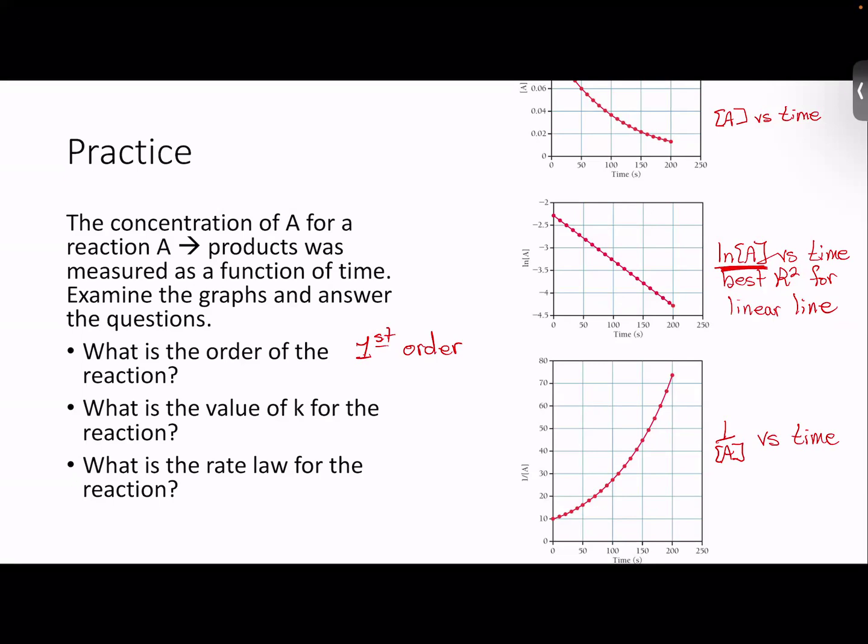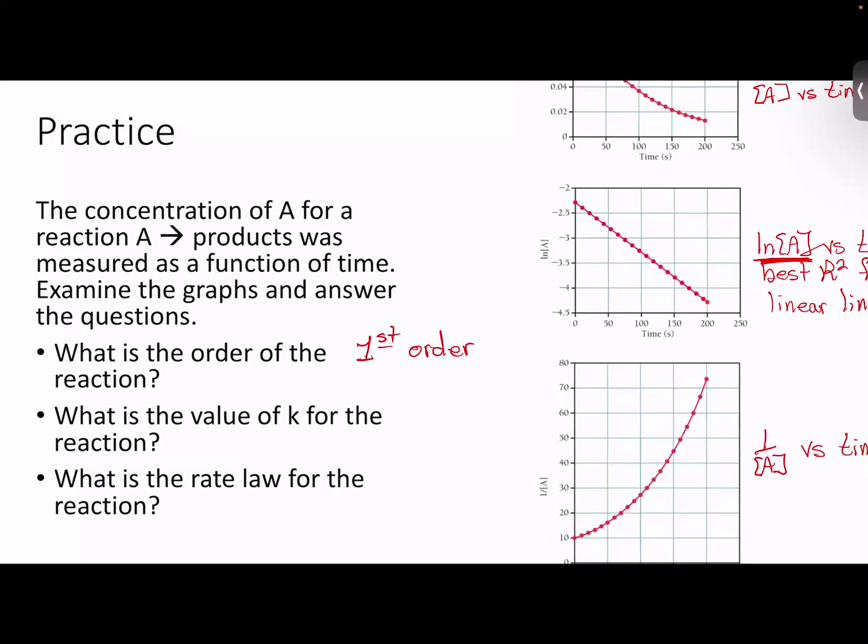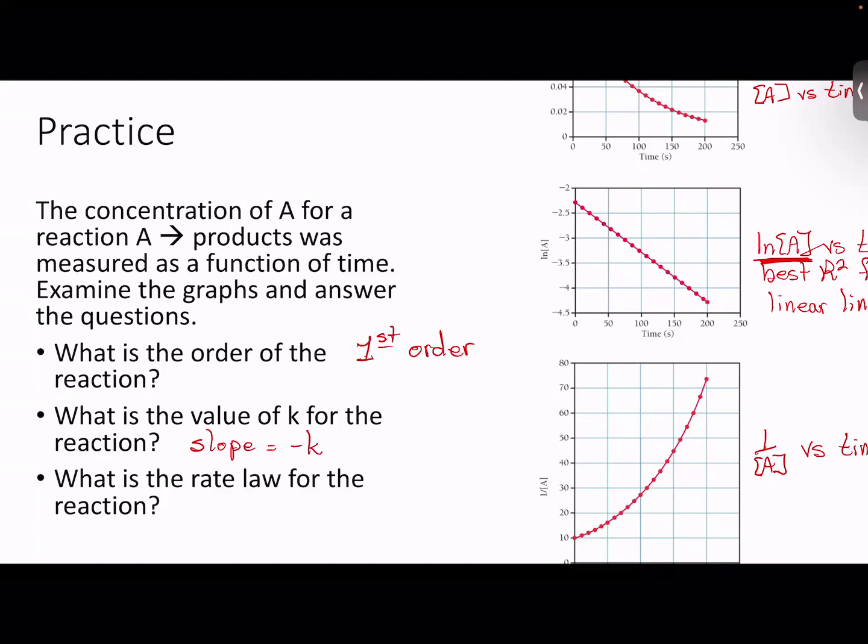Now, the next question is a bit more challenging. It asks, what is the value of K for the reaction? Okay, so what do we know? We know that for a first order, the slope of the line is equal to a negative K. And from algebra, you know that the slope of the line is the change in Y over the change in X, or rise over run.